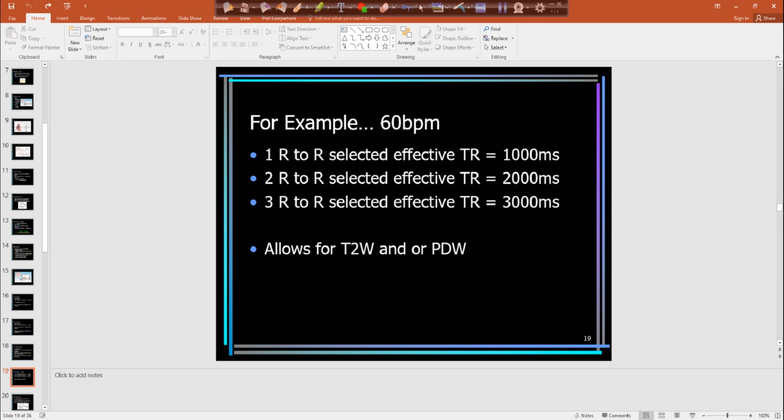So if we have that patient that has 60 beats per minute, you can see the first R to R interval is at 1,000 milliseconds, and then 2,000, 3,000. So if we do desire that T2 weighting, we need to wait to that third interval. And if we desire a T1 weighting, we have to cut it short, because 1,000 is still too long for a T1 weighting, because remember, 700 gives you the limit.